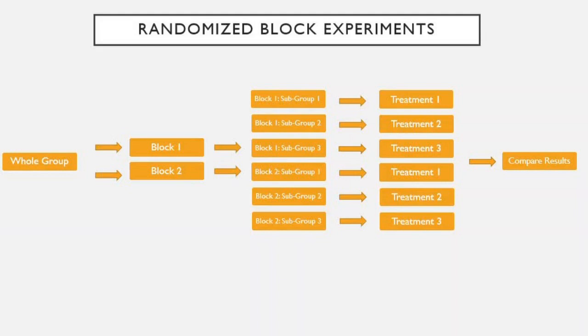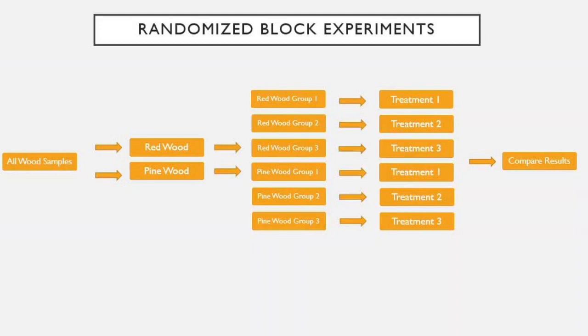Block 1 subgroup 1 will get treatment 1, block 1 subgroup 2 will get treatment 2, and so on. Once all of the treatments have been applied and we record our results, we then compare the 3 treatments within the same block and see which treatment was the most successful. We do not compare block to block because the results may compare how differently the blocks responded to the treatment instead of comparing the treatments against themselves to see which is the best.